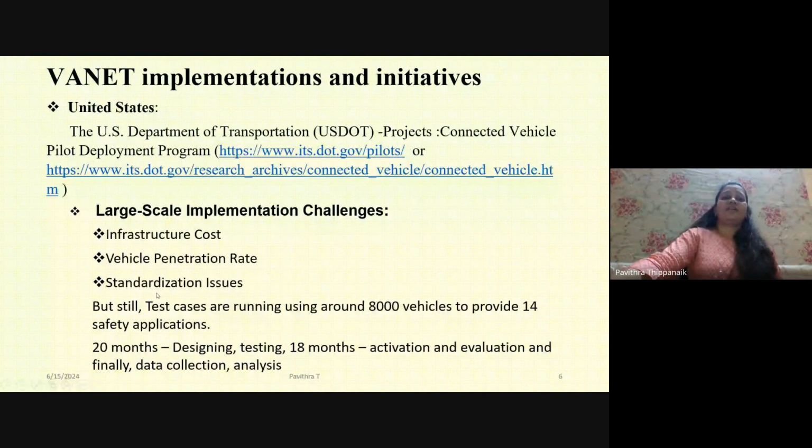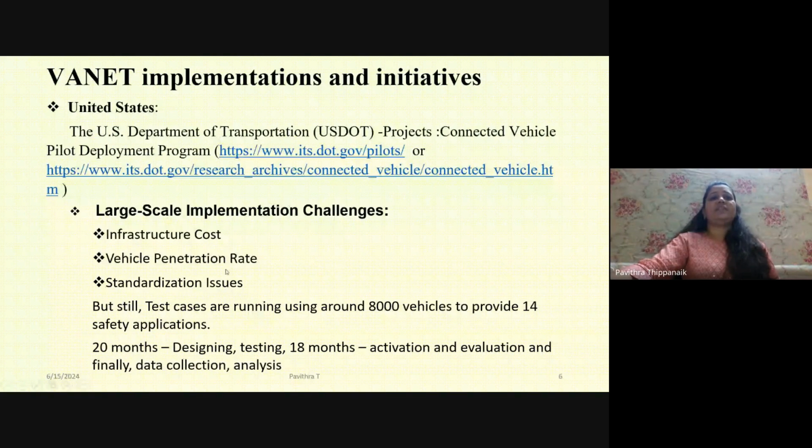Third one is the standardization issues. Without developing a particular standard, different manufacturers cannot go for manufacturing their vehicles with the OBU, right? So standardization is considered to be one of the major issues, and that is the reason a particular standard like DSRC or WAVE protocol has been developed in order to address the standardization issues.